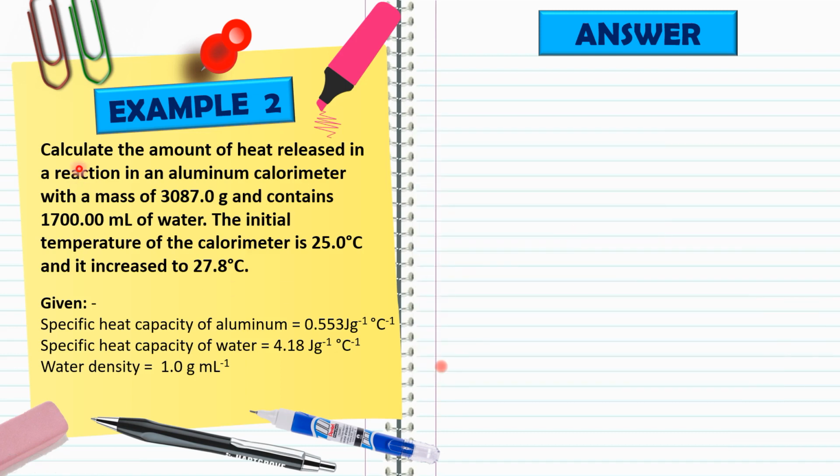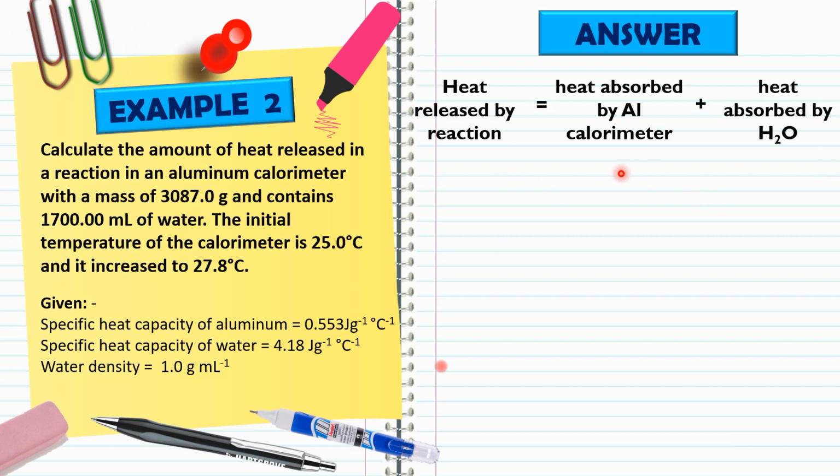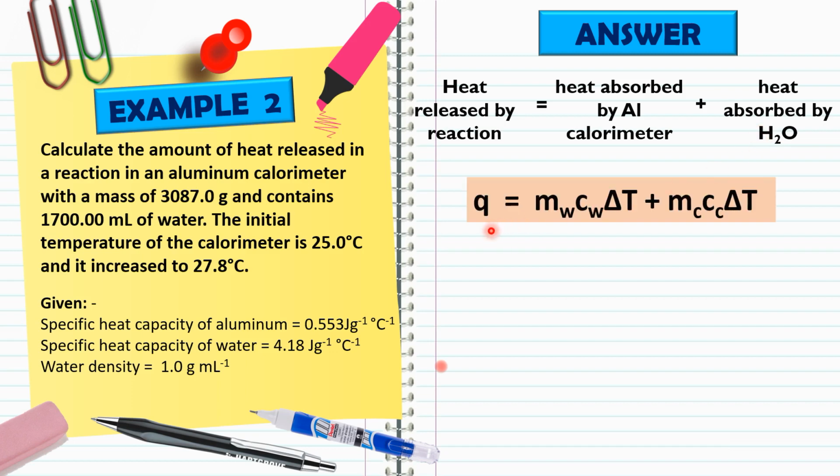Okay, so based on the data given in the question, you can write the statement. Statement, 1 mark. Heat released by reaction is equal to heat absorbed by aluminium calorimeter plus heat absorbed by water. How can we get this statement? Because the question has the information about the calorimeter as well as information about water. So the formula that we are going to use is Q equals MW CW delta T plus MC CC delta T.